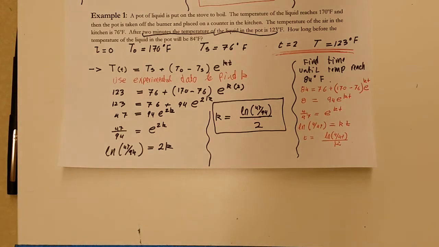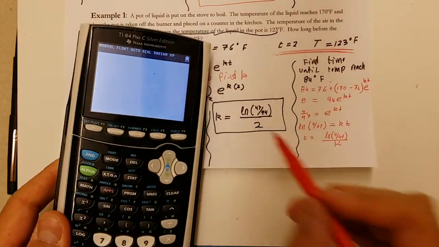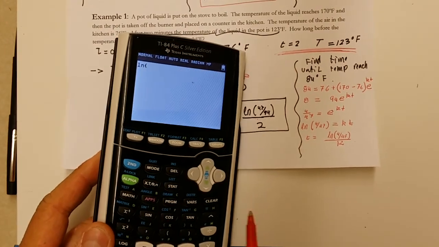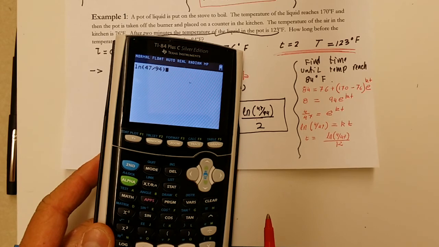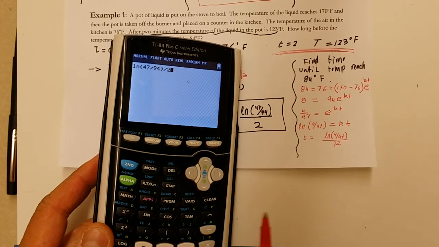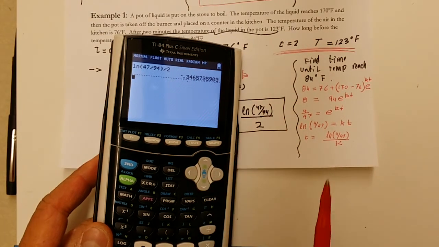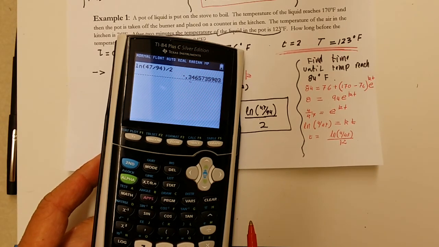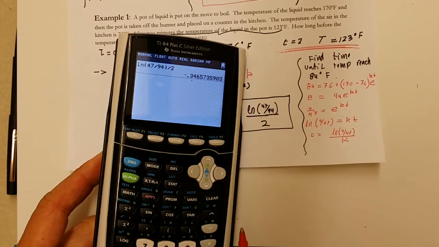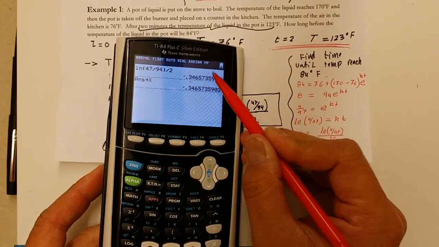So let me go ahead and use a calculator, and we'll finish this problem up. So first I'm going to find out what k is. ln of 47 divided by 94, and then divide that by 2. k is negative 0.346, and so let's save that. Let's take our answer and store it as the letter x.